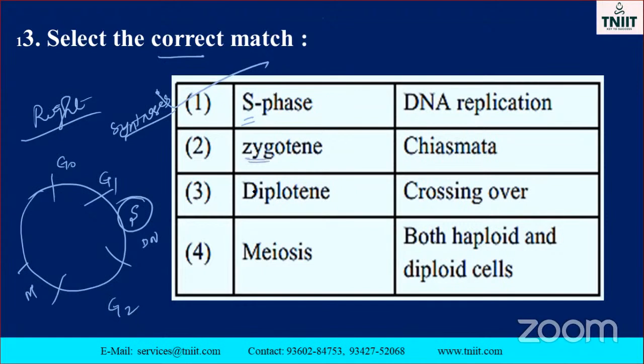Zygotene. See that, Z, Y. What happened here? Zygotene. What is meant by it? Synapsis takes place. But here it is given as chiasmata, so it will not come. Diplotene stage. Crossing over will not take place in this region.